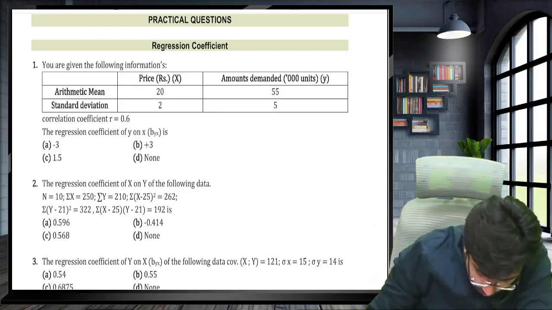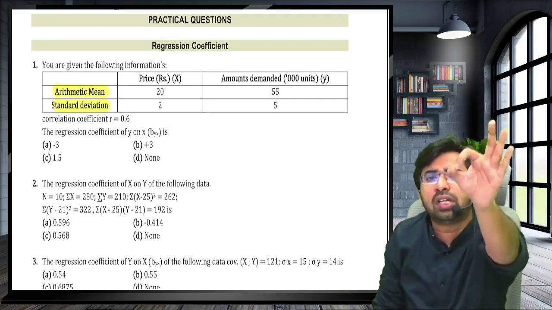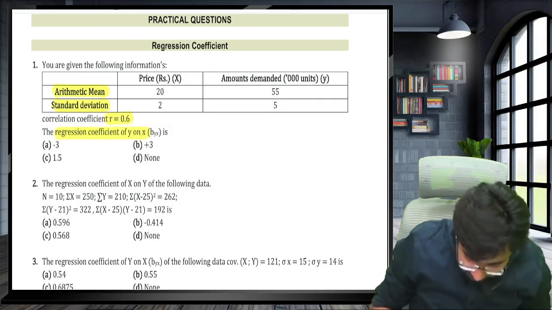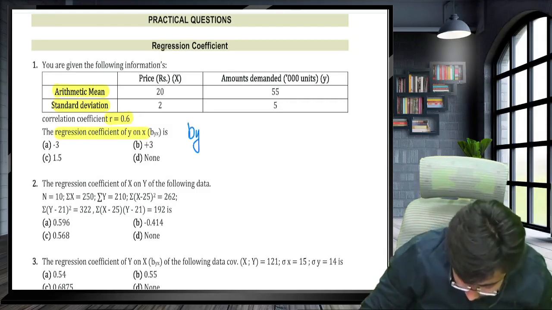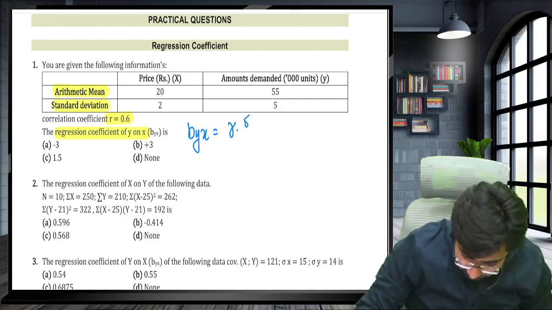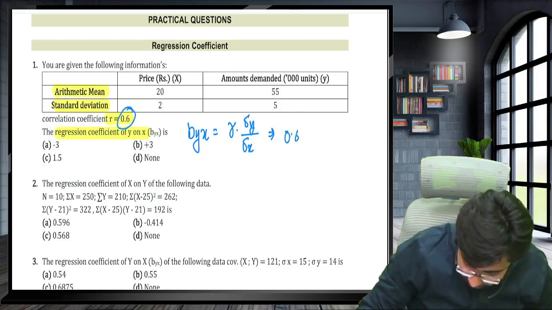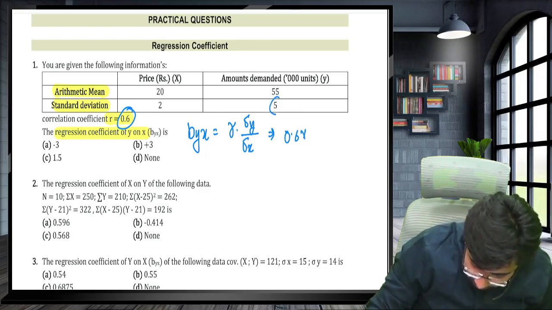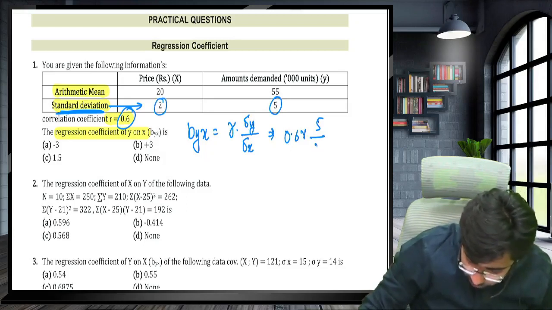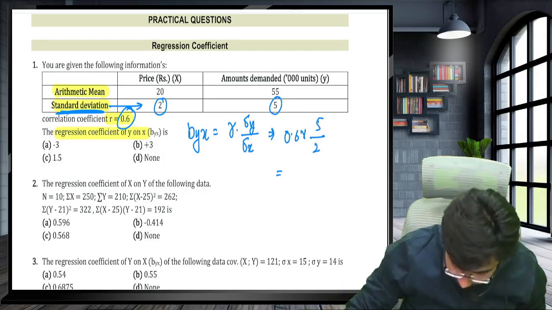See, you are given the arithmetic mean and standard deviation. We have discussed the same question in the concept handbook. R is given. What is the regression coefficient y on x? Which formula to apply? R into standard deviation of y upon sigma x. What is R? 0.6. The standard deviation of y is 5, divided by standard deviation of x, which is 2. Solve it: 0.6 multiplied by 5 divided by 2 is 1.5.